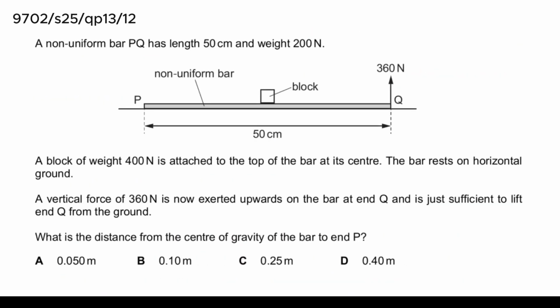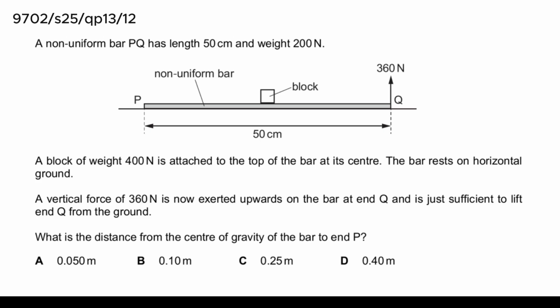Here comes our fourth moment question in 2025. A non-uniform bar PQ is 50 centimeters long and weighs 200 Newton. A 400 Newton block sits right at the center on top of it. The bar rests horizontally on the ground at both ends P and Q. Now, we apply an upward force of 360 Newton at end Q, just enough to lift Q off the ground. The question is, what's the distance from the center of gravity of the bar to P? This one's tricky because the bar is non-uniform, so the center of gravity isn't at the midpoint. Let's solve it step by step.